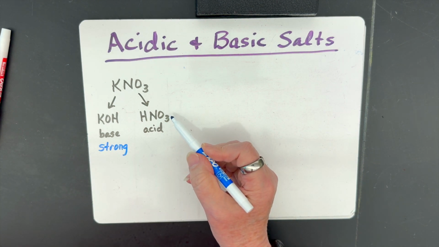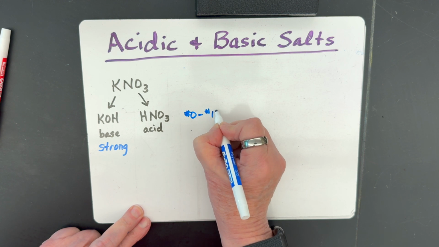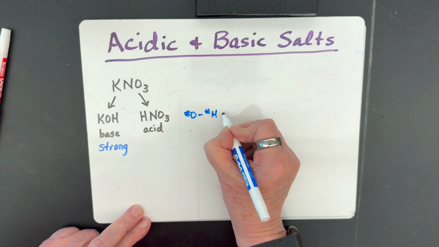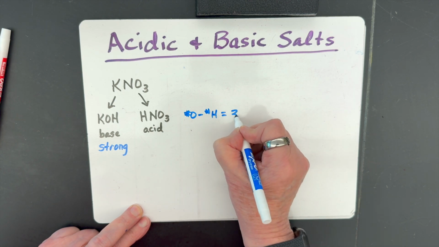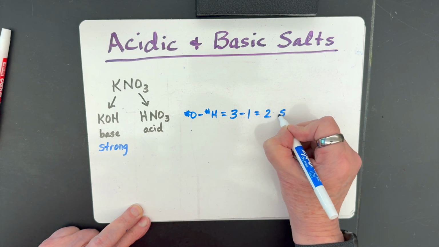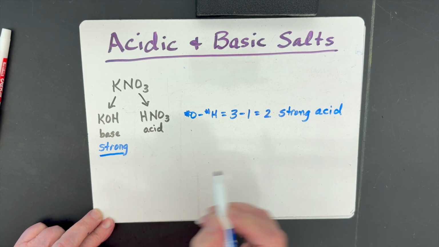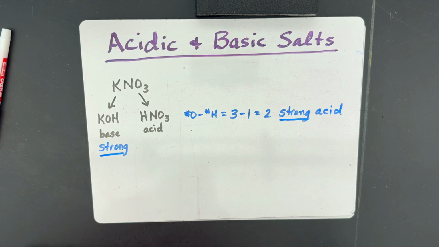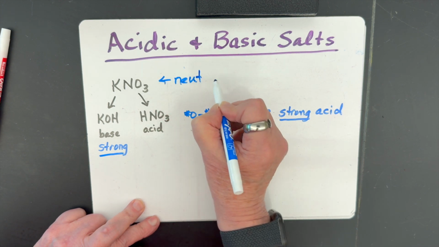HNO3 is a ternary acid, and the way that we figure out if this is strong or weak is we take the number of oxygens minus the number of hydrogens, and it has to be 2 or more to be strong. So our number of oxygens is 3, our number of hydrogens is 1, so 2 is a strong acid. Well, now we have strong base and strong acid. So they're going to completely neutralize each other, and this will be a neutral salt.